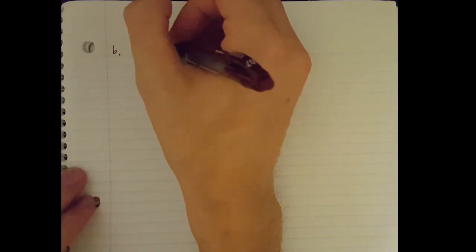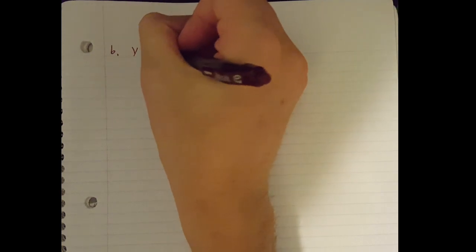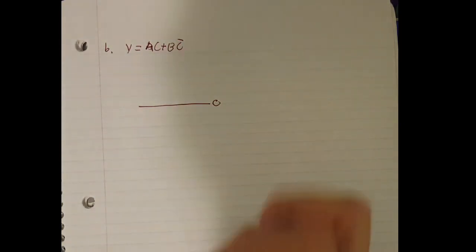Okay, now for part B. So we have Y equals AC plus BC naught. And so this way, it's kind of a pain to get the pull down network first. There's no easy way to get the pull down network first, so we're going to have to do the pull up network first. Luckily, this is a pretty easy pull up network.